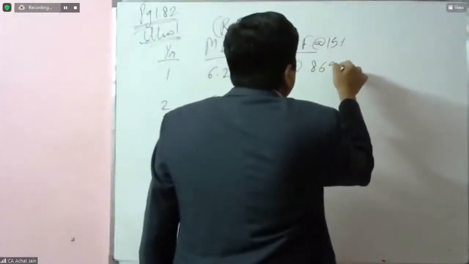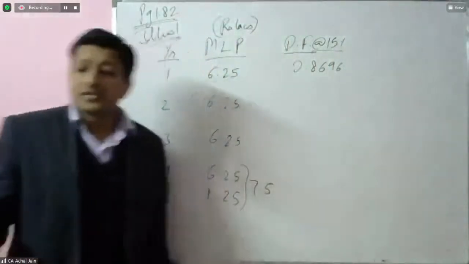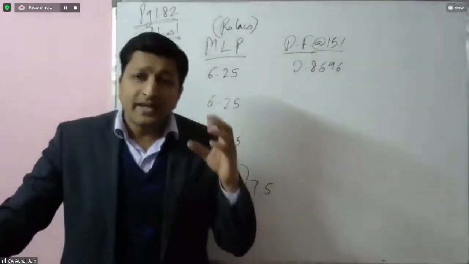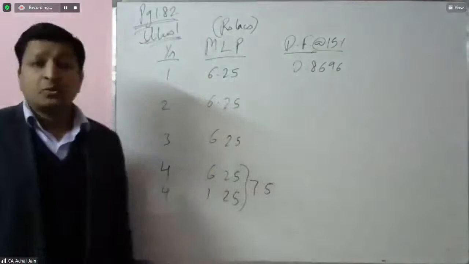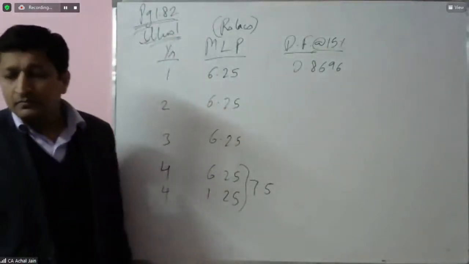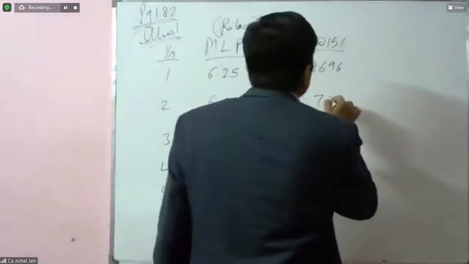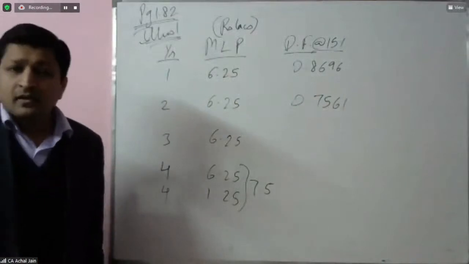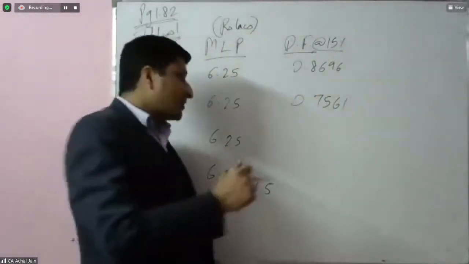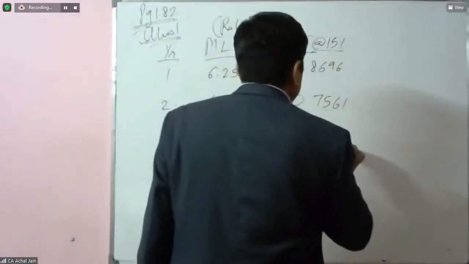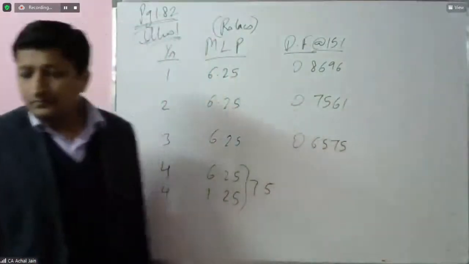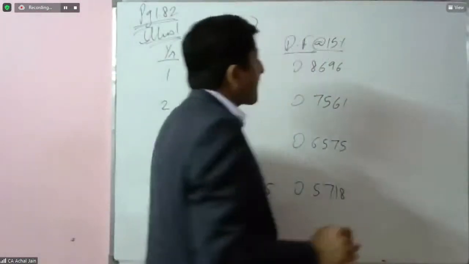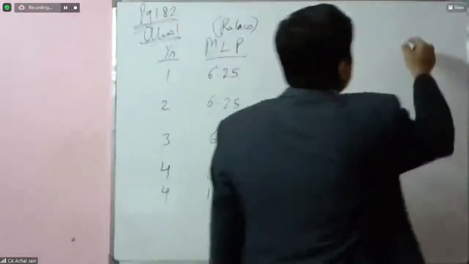0.8696. Please remember, if the question is giving you the discounting factor, then make sure you use the discounting factor equivalent to the decimal places given in the question. Don't cut that. Yeah? 0.7561. But if you don't get this discounting factor, then at least 3 decimal places you should consider. 0.5718. And then you compute the present value.